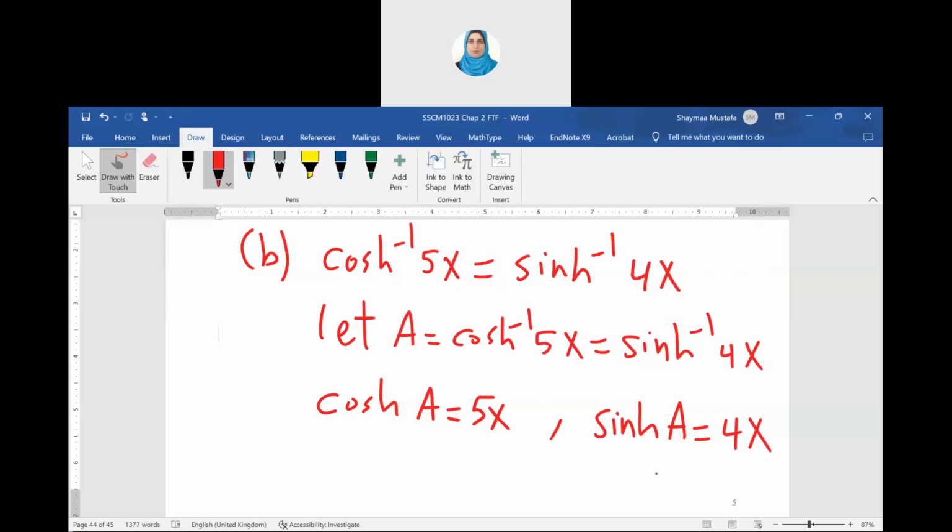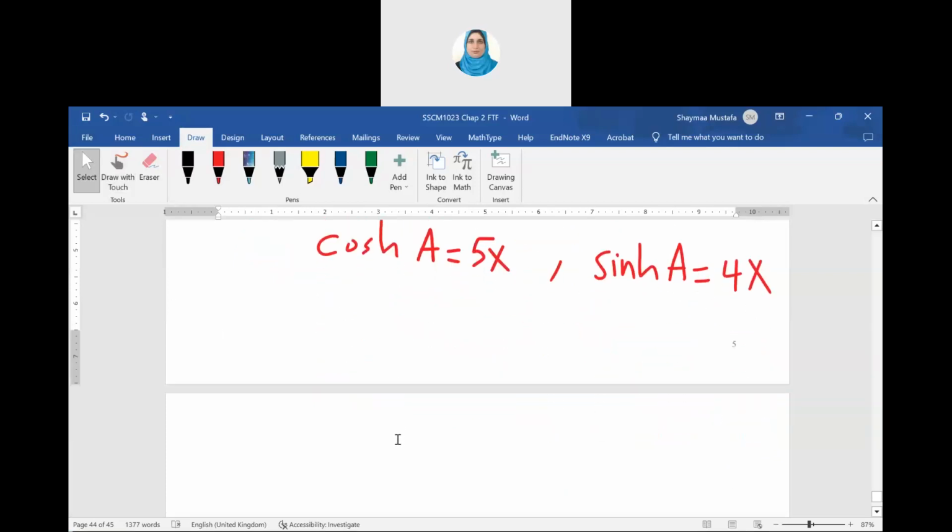We need to find the equation for x. We have that cosh A is equal to 5x, sine A is equal to 4x. So I need to use these two pieces of information to find a value or equation that includes x, that I can solve to get the value of x. Which identity do I have to use?